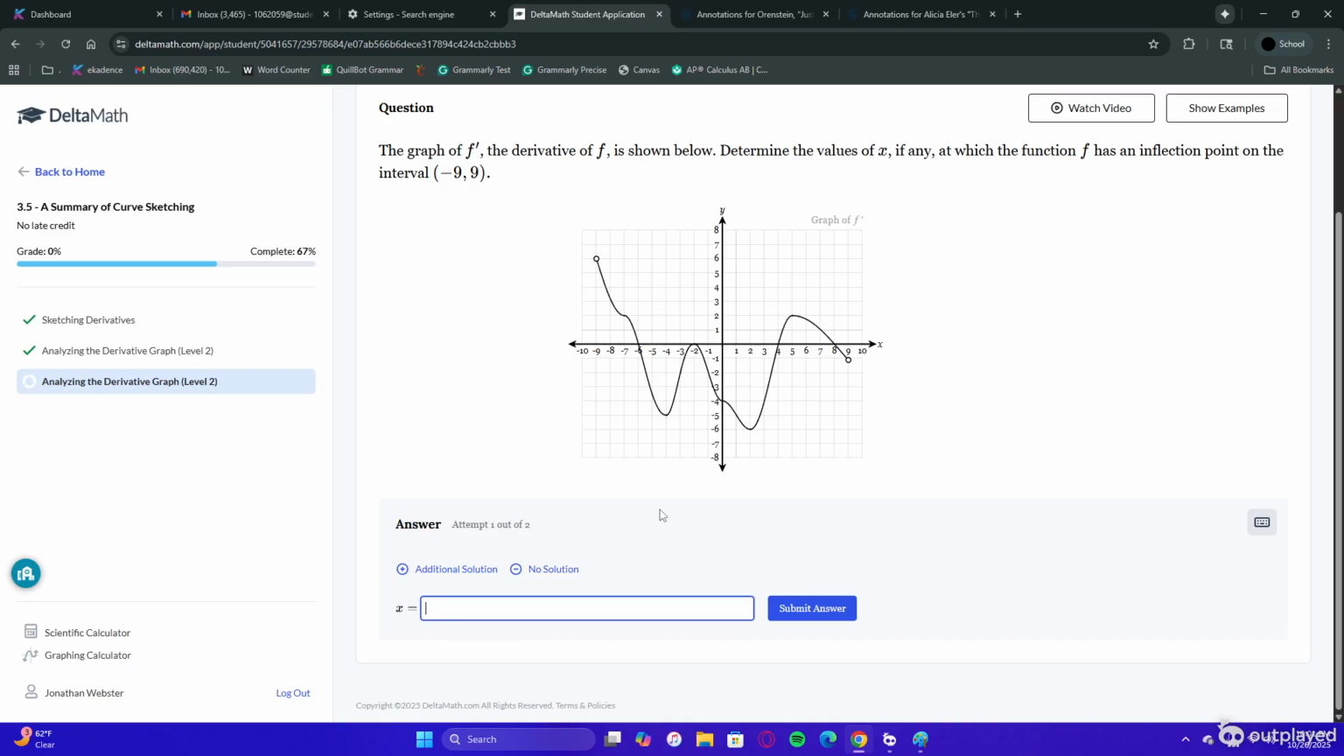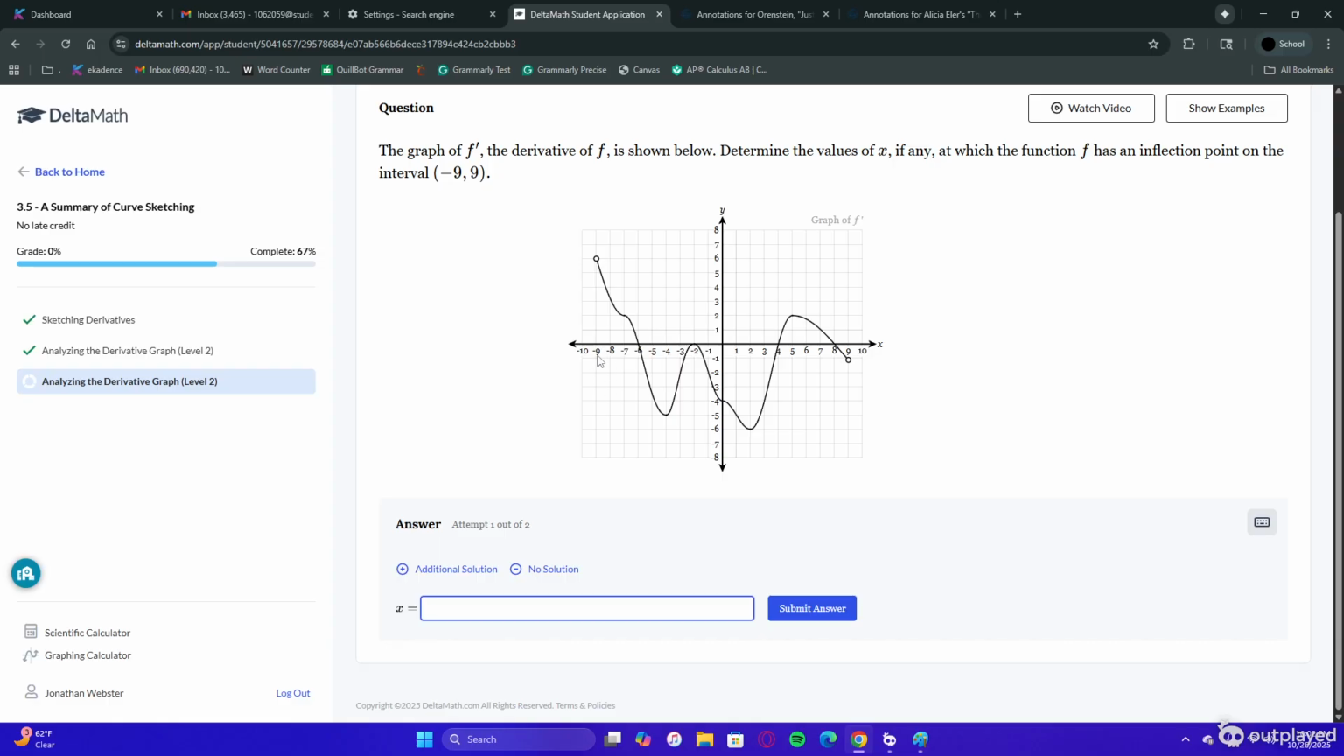Now we're given a graph of f prime again, and we have to determine this time the inflection points of f. So inflection points of f, that's where it changes from concave up to concave down. So on f prime, we know that concave up means that f prime is increasing, and then concave down means that f prime is decreasing. So we have to see where f prime changes from increasing to decreasing or decreasing to increasing.